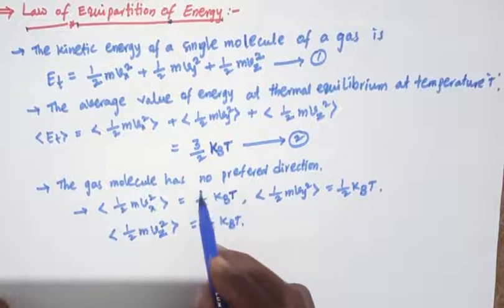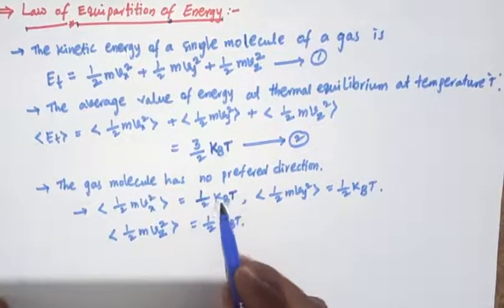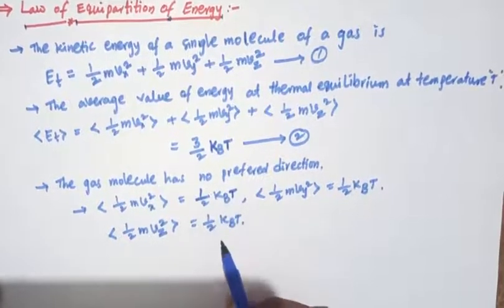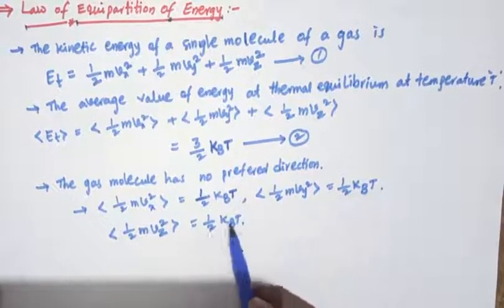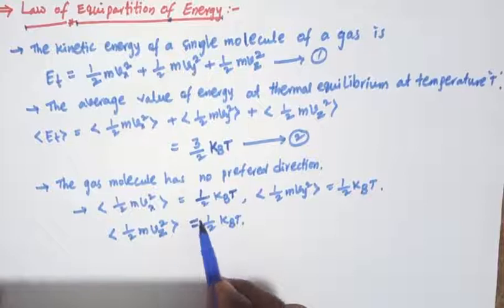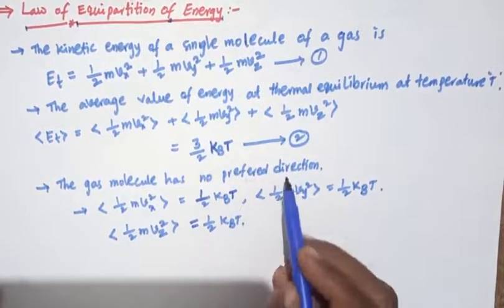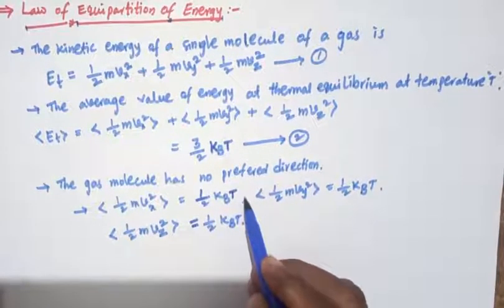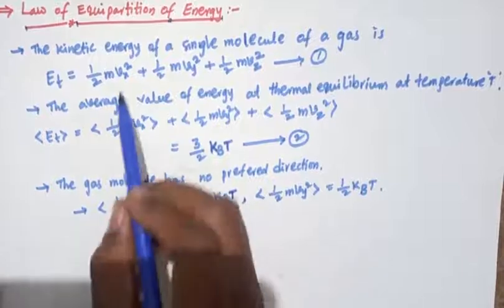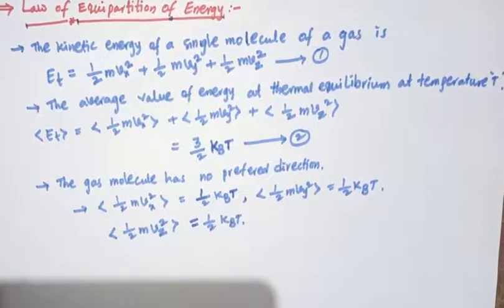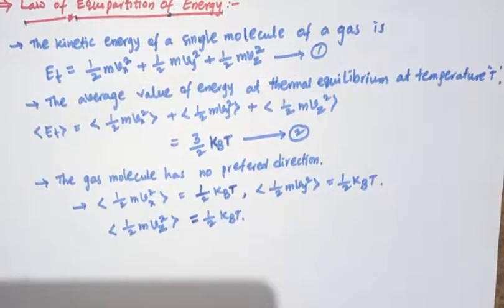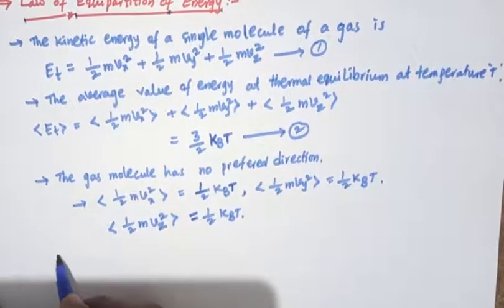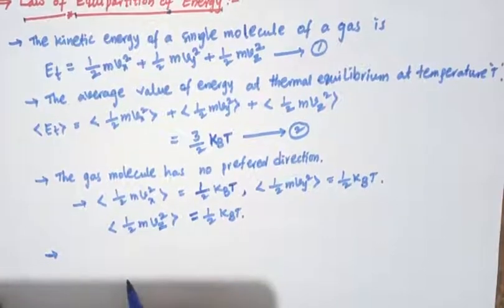Certain energy is distributed. This half kBT, half kBT, the total energy distributed in thermal equilibrium, is called the law of equipartition of energy. This law of equipartition of energy is explained with degrees of freedom.